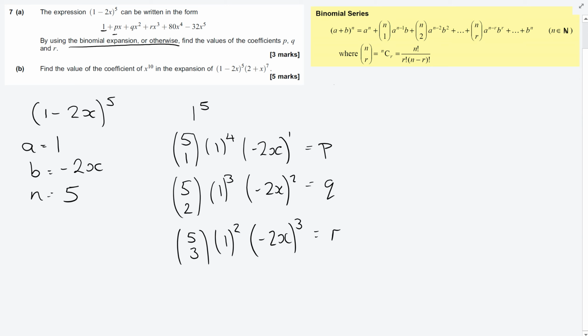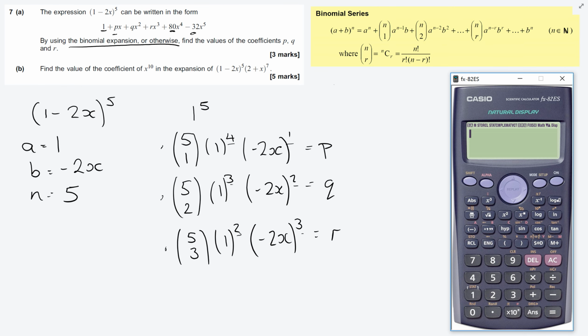Now, what some students then did was continue this to find 80 and minus 32, but they're given in our question, so we don't really need to do that. All we need to do is evaluate these three that we've found here. Notice that the powers all add up to 5, which is our quick check that we're probably on the right lines.